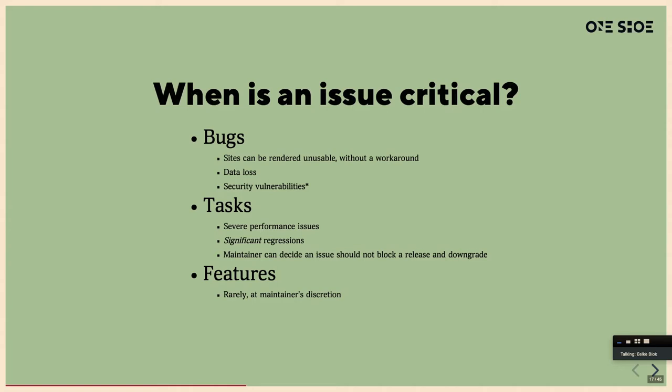Tasks might be critical when there are severe performance issues, significant regressions, and a maintainer can always decide that an issue should not block a release and can downgrade it in that case. Features are actually rarely critical and would be at the maintainer's discretion to make a feature critical.